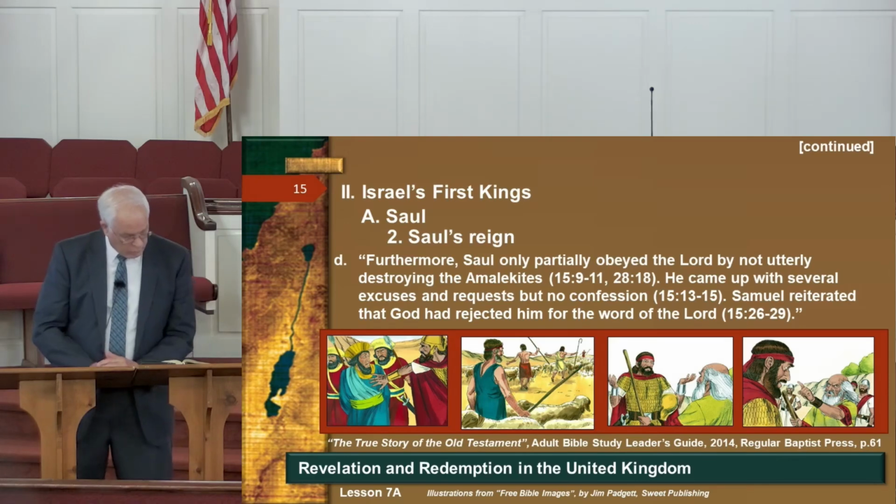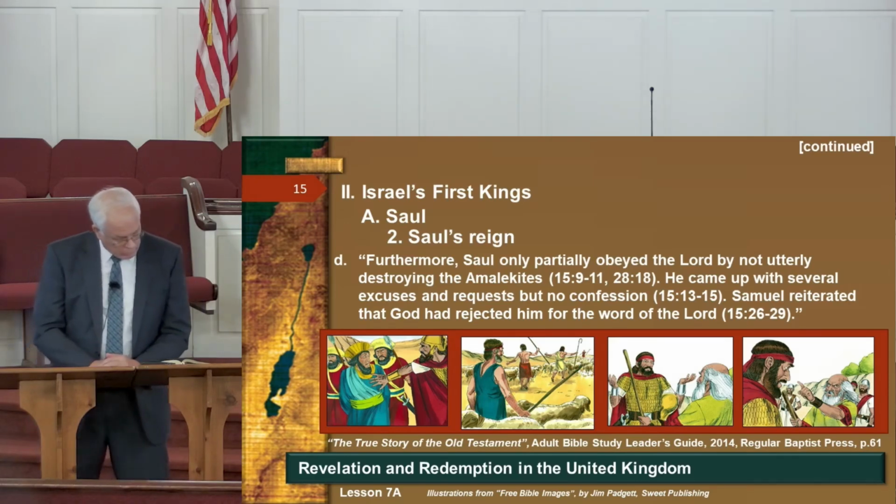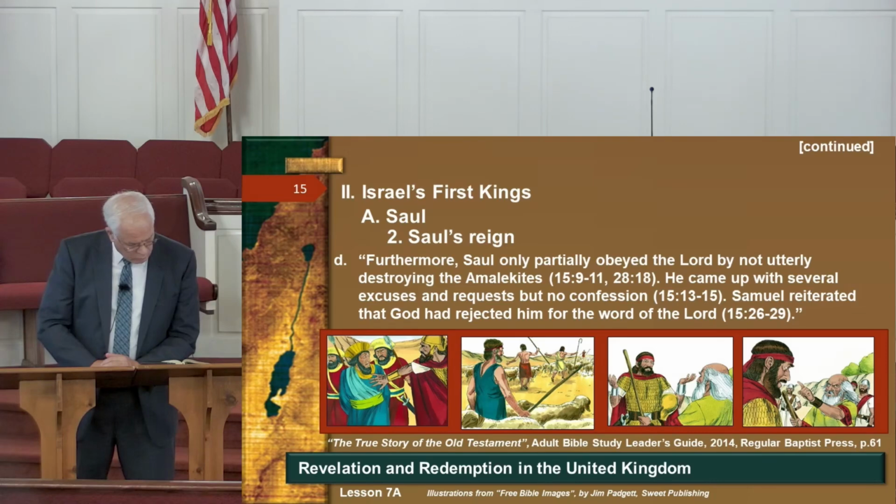And Saul gathered the people together and numbered them, two hundred thousand footmen and ten thousand men of Judah. And Saul came to a city of Amalek and laid wait in the city. And Saul said unto the Canaanites, I'm going to skip down through here.